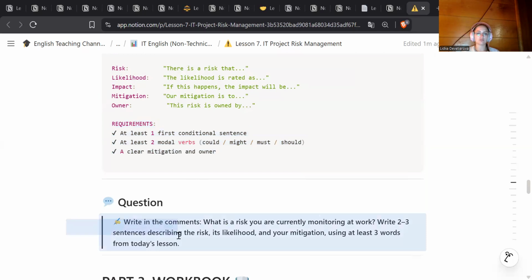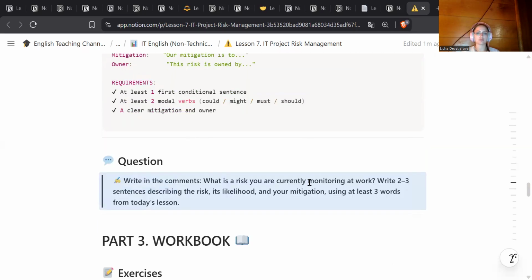And the question for you for the comments: what is the risk you're currently monitoring at work? Write 2-3 sentences describing the risk, its likelihood, and your mitigation using at least 3 words from today's lesson. Of course, if you are allowed to share such information. If you're not allowed, you can make up a situation, make up a story.